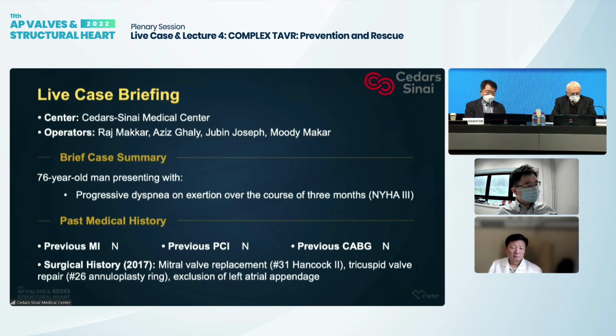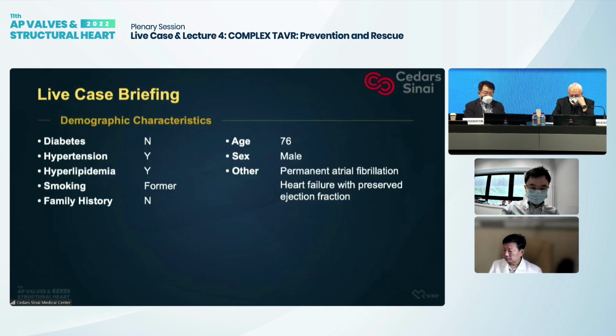Okay, so we have a 76-year-old gentleman with heart failure symptoms, NYHA class 3. He's previously had a mitral valve replacement with a 31mm Hancock 2 valve. At that time, he also had a tricuspid valve repair with an annuloplasty ring and exclusion of his left atrial appendage. Next slide. He has atrial fibrillation and he's a former smoker, with hypertension and hyperlipidemia.